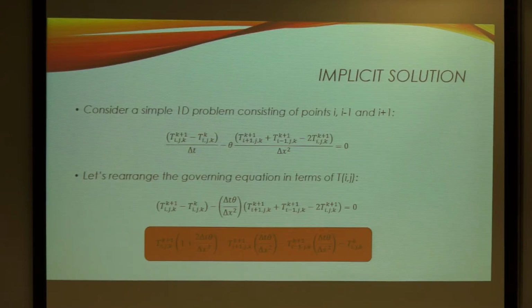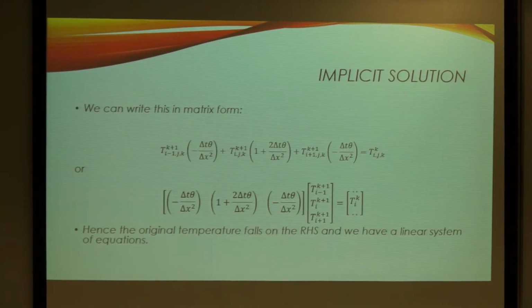He's going to become a source term in our matrix problem. So let's have a look. We can actually write this in matrix form quite easily. You can imagine, we've only got 3 variables here: T at i minus 1, k plus 1, T at i, k plus 1, and T at i plus 1, k plus 1. This is the main term, our i term.